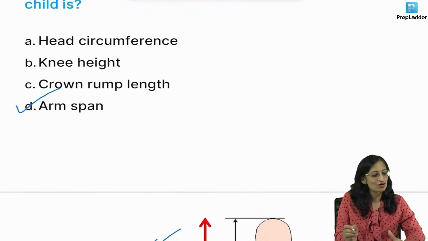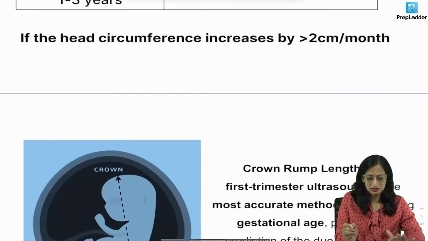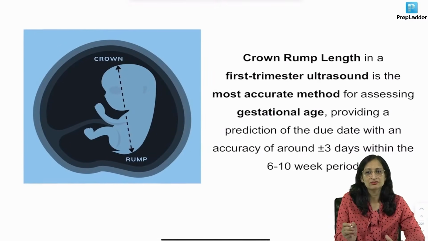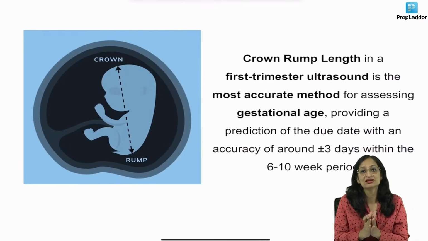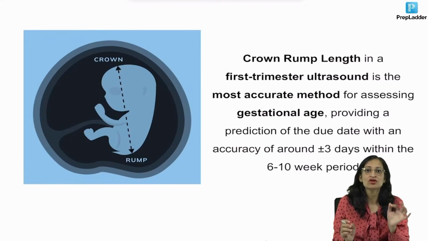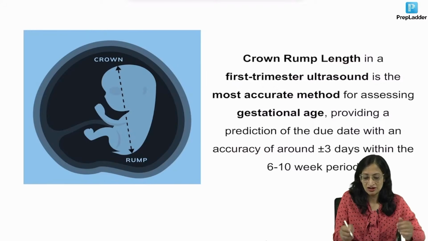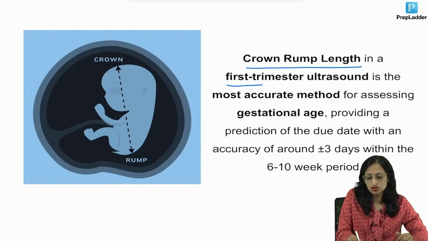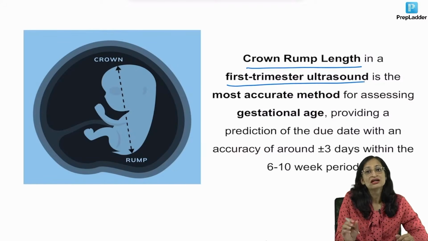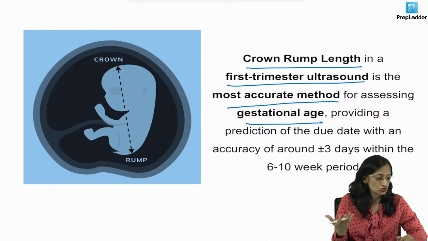What is this crown rump length? Before coming to the other parameters, crown rump length is the most accurate way to get an idea about the gestational age of a baby using ultrasound of a fetus, right? It is usually done in the first trimester ultrasound. It is the most accurate method for assessing the gestational age. It is the dating scan. And it gives an accuracy of plus minus 3 days, done in the 6 to 10 weeks period.